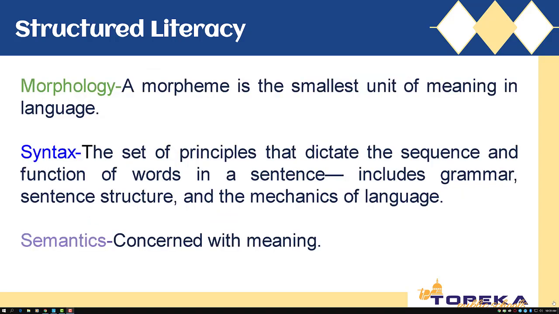Let's also look at 3 terms that will be important as we focus on these last 3 elements of structured literacy. The first one is morphology. Morphology is the study of meaning, and a morpheme is the smallest unit of meaning in language. Syntax is the set of principles that dictate the sequence and function of words in a sentence, and this includes grammar, sentence structure, and the mechanics of language. Semantics is concerned with meaning. So we will now look at each one of these in detail.